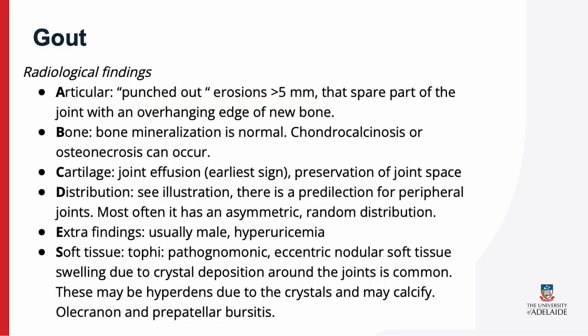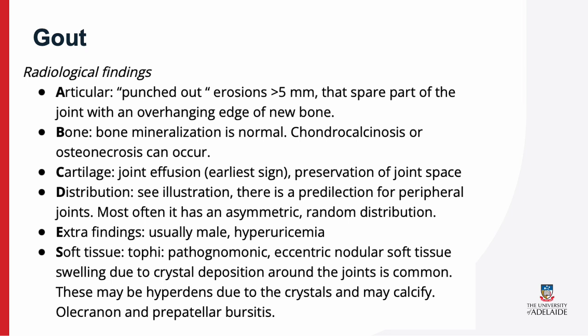So the A, B, C, D, E and S of gout. Articular: punched out erosions, usually more than 5 millimeters, sparing the joint and having this overhanging edge. B, your bone mineralization is normal. Sometimes you can have chondrocalcinosis. C, joint effusion is present, but usually the joint space is preserved, so there's no destruction of the articular cartilage. D, the distribution: we've often said that it likes the toe, particularly the big toe.